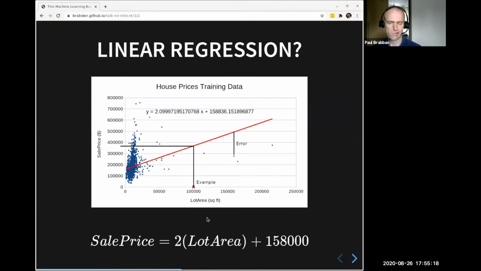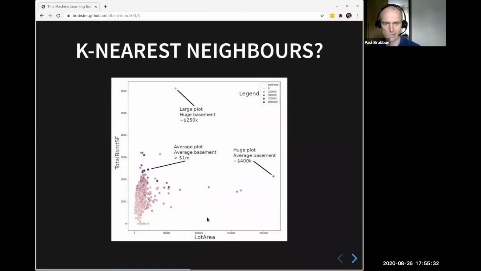So I'm going to show you a different kind of model, because I'm going to bring in a second variable: the total basement square footage. I'm going to use a different kind of model that's a bit more interesting, I think, because we probably all did line fitting at school. What you're looking at now is very similar. The x-axis is still lot area, but the y-axis is not value anymore. This is total basement square footage, going up on the left.